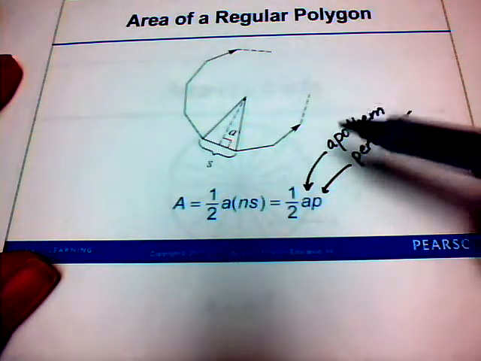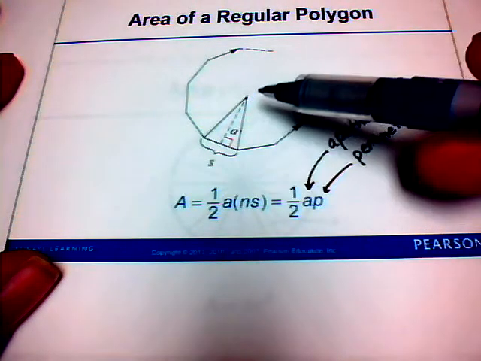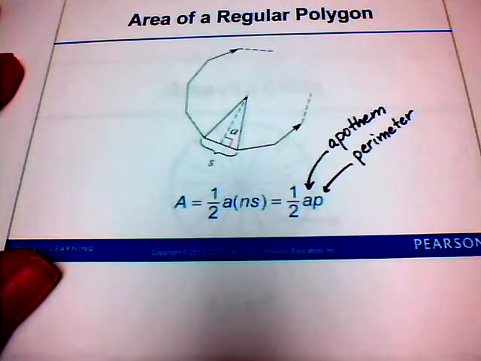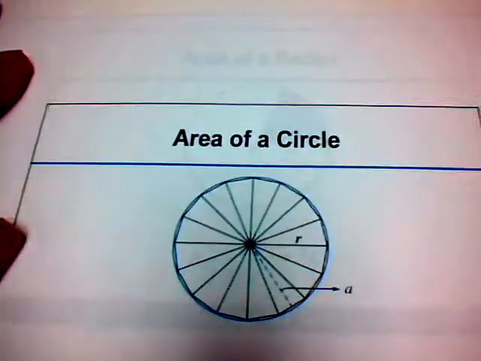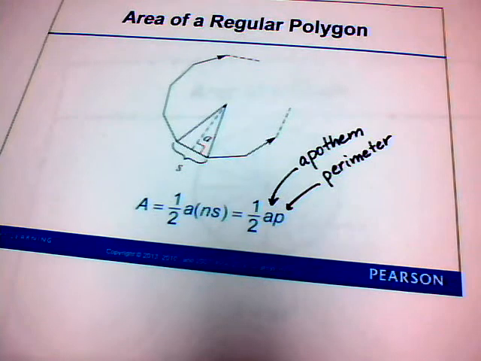The apothem is always going to be the vertical height that starts from the center and is going to be perpendicular to a side of that regular polygon. And of course, the perimeter is just the number of sides times the length of that side itself. And before I move on, let me do an example of just one.